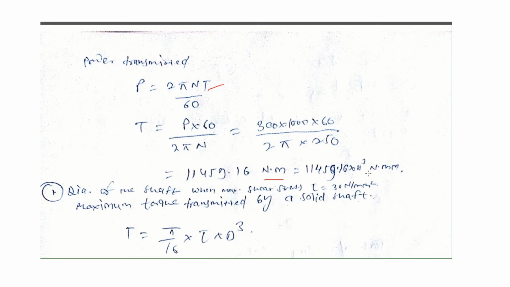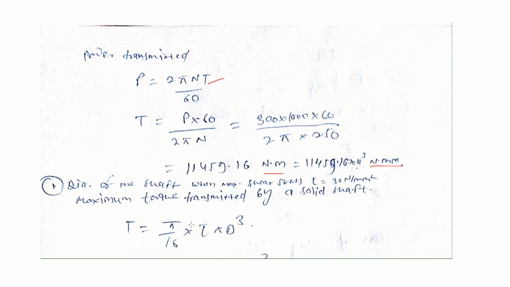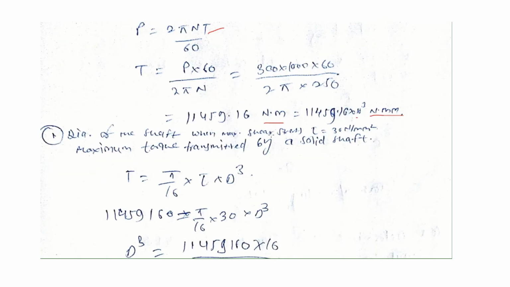So it will convert it into mm, so we multiply it by 10 to the power 3. Now we find out the diameter of the shaft by using maximum shear stress. This is the first condition. So tau equals 30 Newton per mm square. Now we are using the torque transmitted by the solid shaft, which is pi by 16 into tau into d cube.